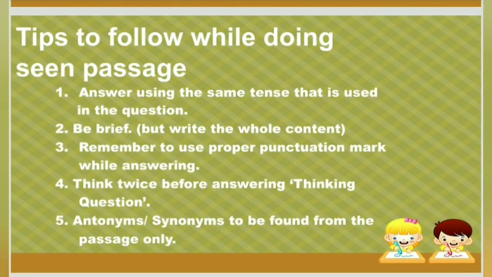And the last point to keep in mind is that antonyms and synonyms are to be found from the passage only. For example, you know the antonym, the opposite of ugly, is beautiful. But maybe in the passage the word beautiful is not there. So you have to find a similar meaning of beautiful. It could be pretty, it could be charming. So your opposite will change. It will not be ugly, beautiful. It could be ugly, pretty, or ugly, charming. So you have to read the passage carefully to find out the antonyms and synonyms from the passage itself. Fine?